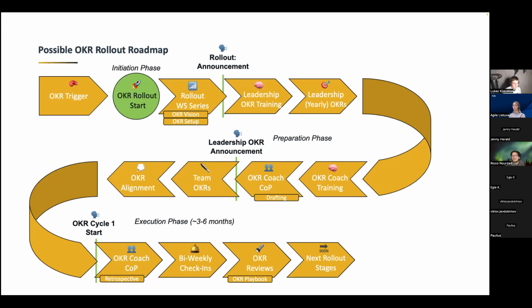That's the execution phase, where we have 3 to 6 month cycles for the teams. I also like to have a retrospective within the coach community in the beginning, and then a bi-weekly check-in. If you're working with Scrum, for example, do this check-in at the latest in the sprint review, checking how much progress is in our OKRs. Did we achieve what we wanted to achieve?